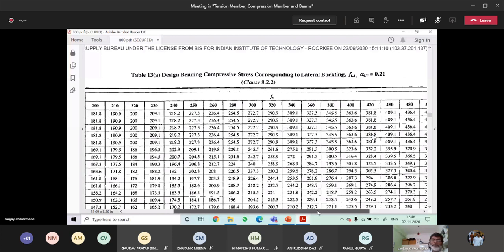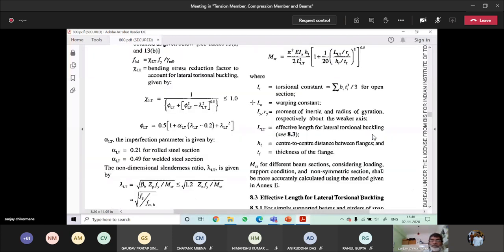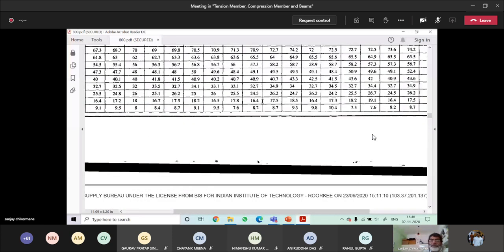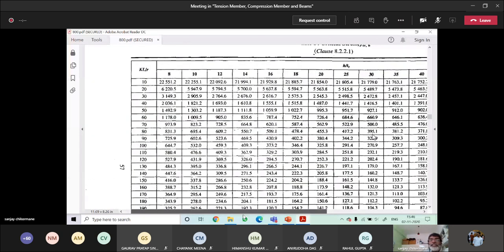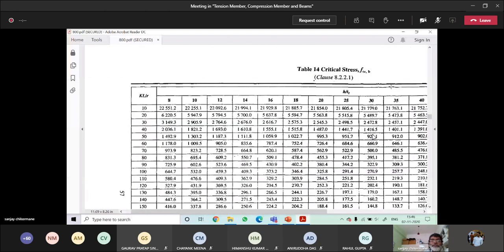So yeah, this is F critical B. This is KL by R. This is H by TF. Based upon what is KL by R and H by TF, you can just go down here.